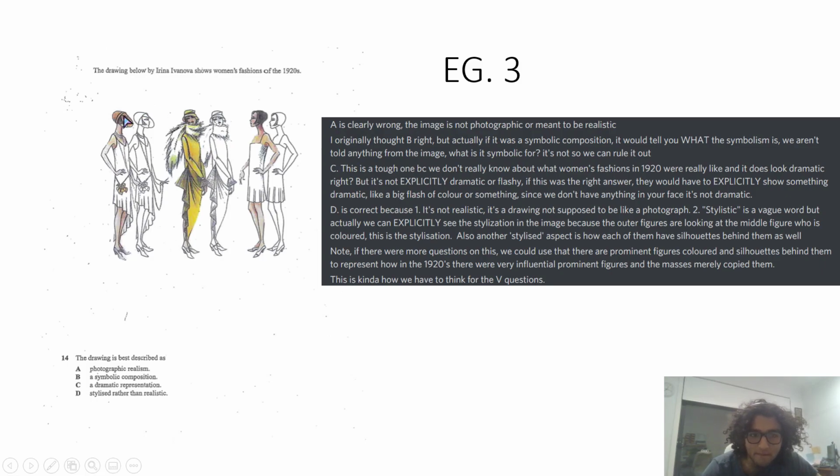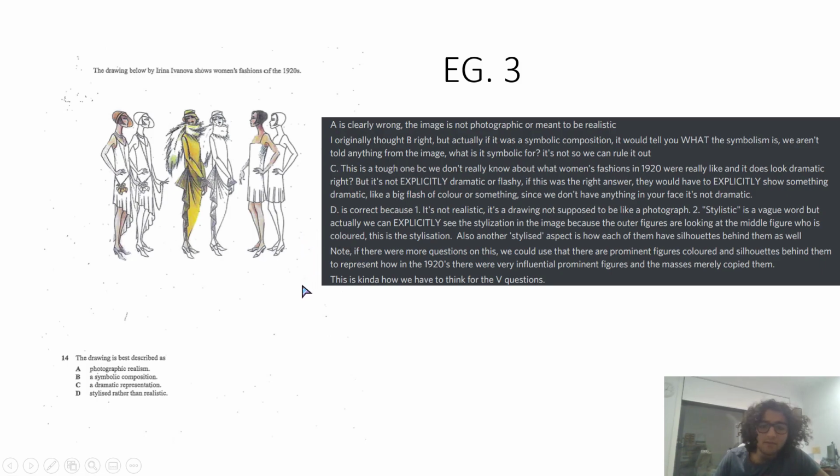The second part of it is that each of them has a silhouette next to them. So there's this girl colored, there's this other girl not colored, a silhouette of that. There's a girl colored, another girl not colored. So this is the stylization, right? That's what they've done to make it look nice, right? So that's why it's D. I hope that kind of helps because this is quite a tricky question, right?